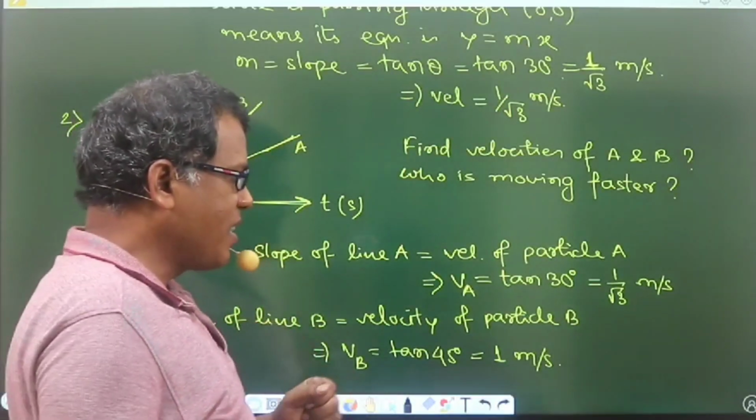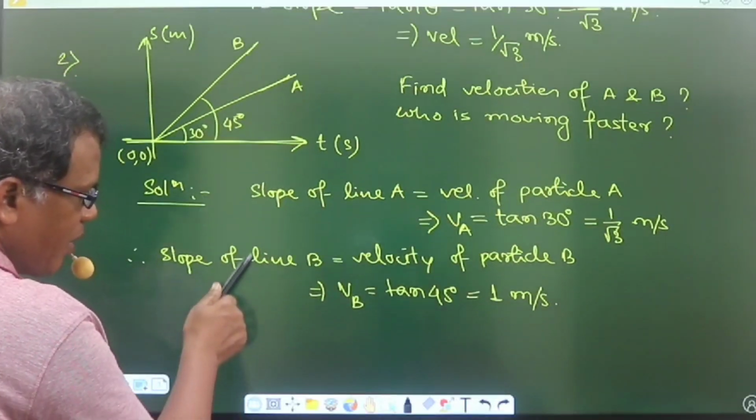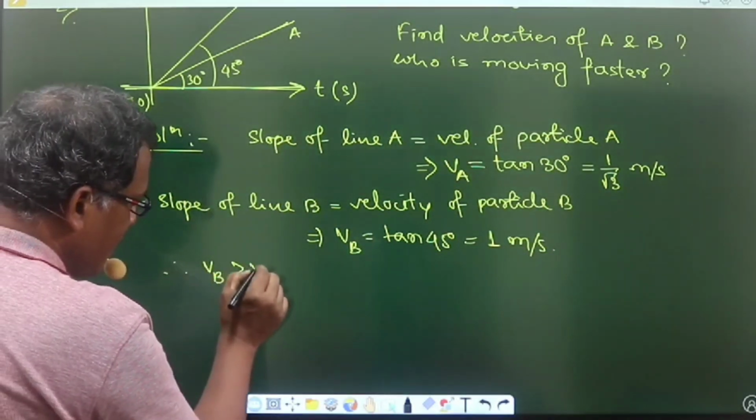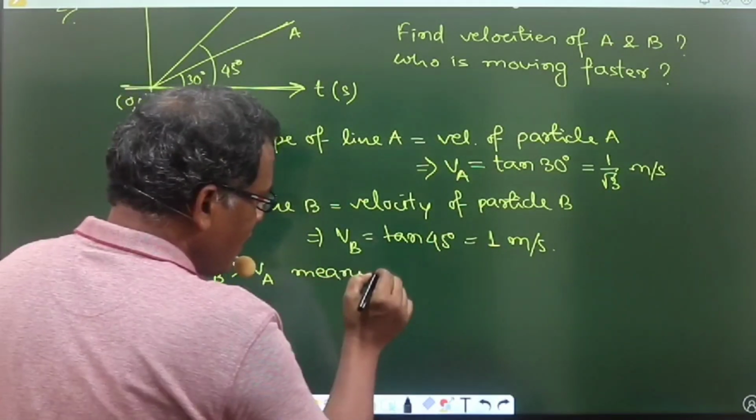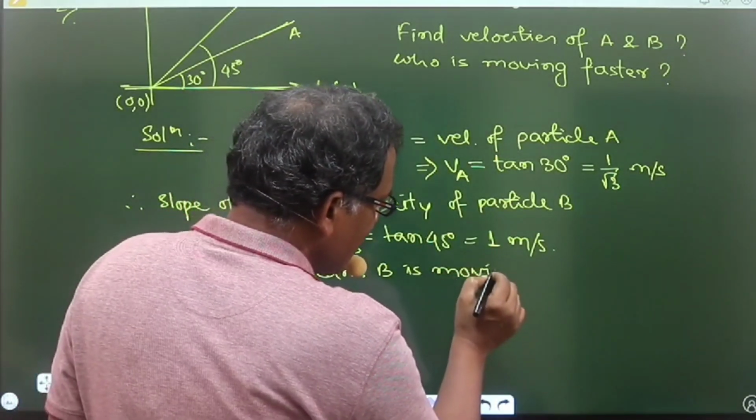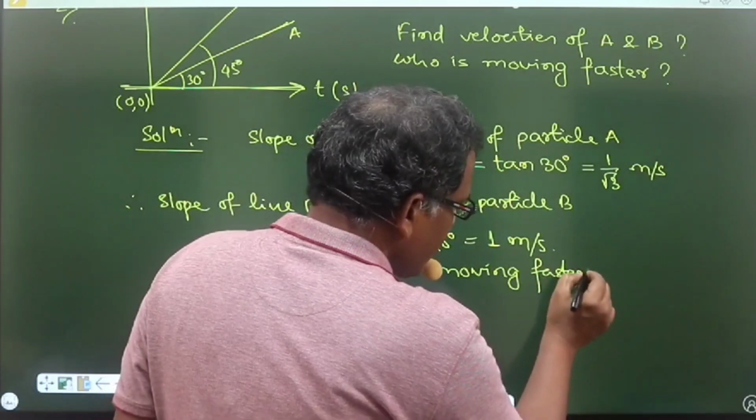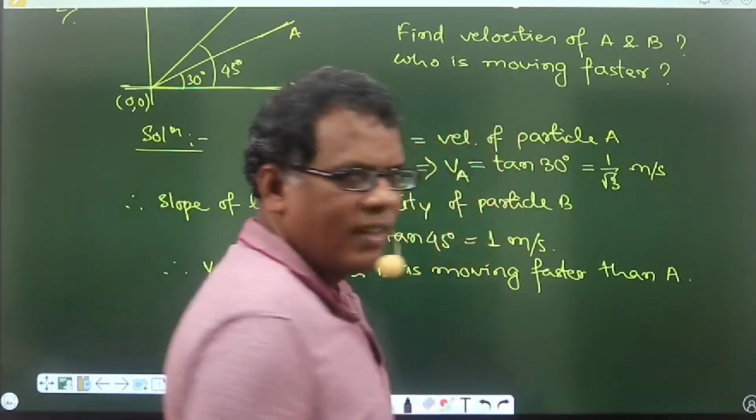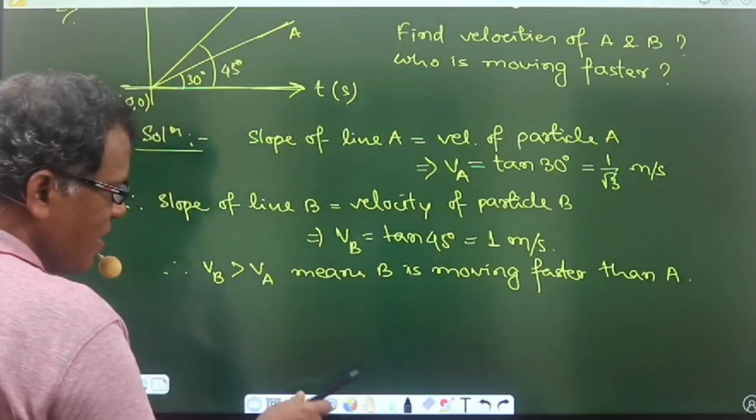So who is faster? Definitely it is B. The slope of B is more, that's why the velocity of B is more. Because VB is found greater than VA, it means B is moving faster than A, right? Okay, I hope you are able to understand these questions, right?